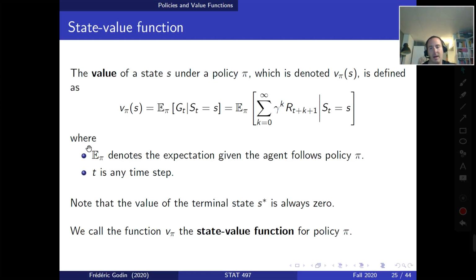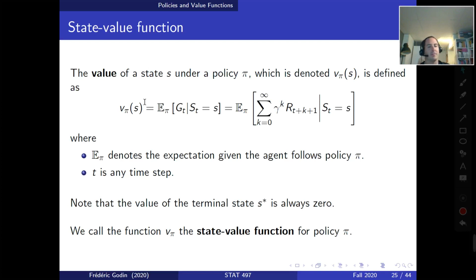Okay, so here again, E pi denotes the expectation given that the agent follows the policy pi. And here, let's observe something. t is any time step t. There's no t here. The value of a state doesn't depend on time t. And the reason is that we assumed earlier time homogeneity in transition probabilities. So we assume that the transition probabilities didn't depend on time. They remained the same through time.